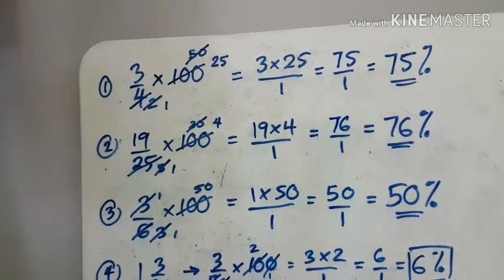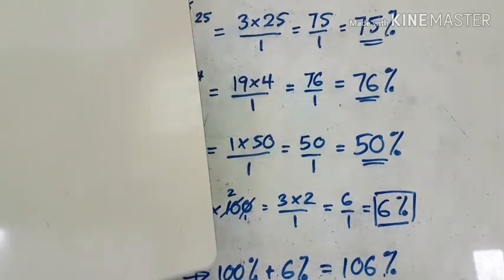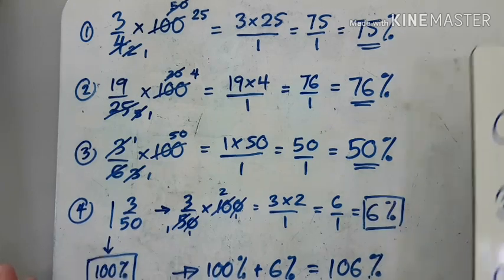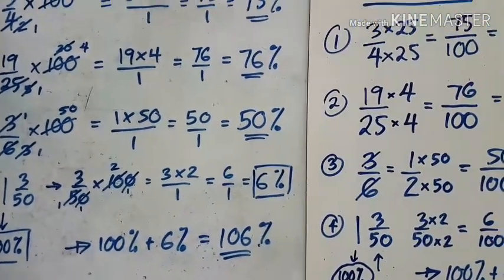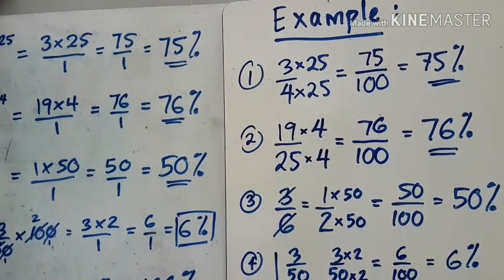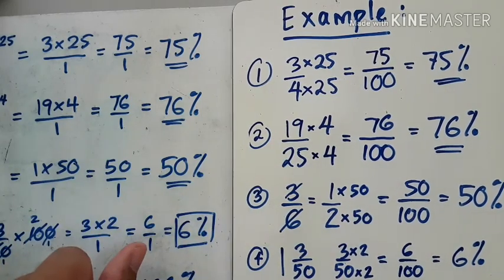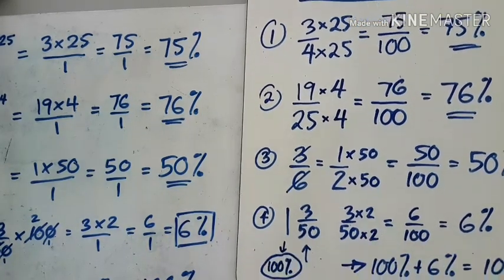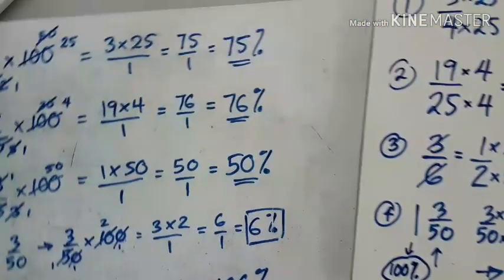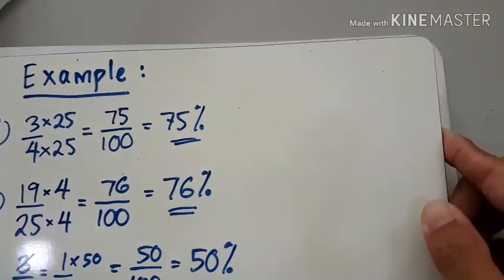Okay, but before I wrap up the lesson for today, let's compare our answers just now. Okay, so it's 75% with 75%. Okay, 76 with 76, 50 with 50, and 6% to get the final answer, 106%, 106%. So no matter which method you use, you will still get the same answer.